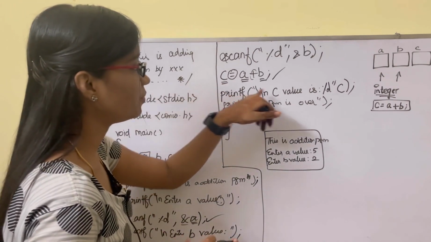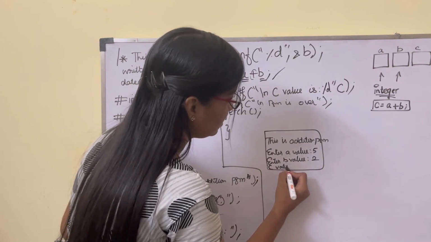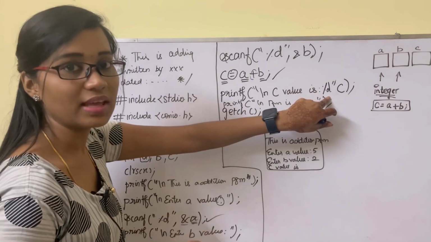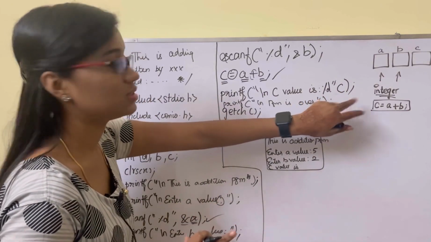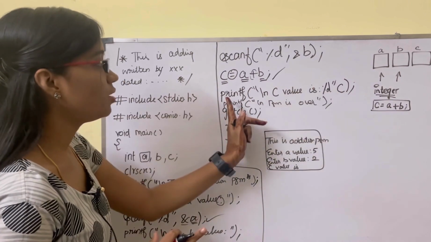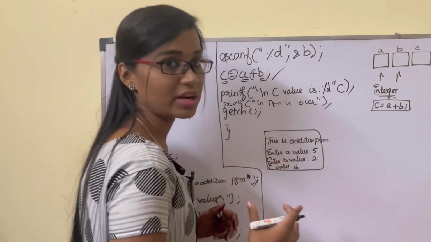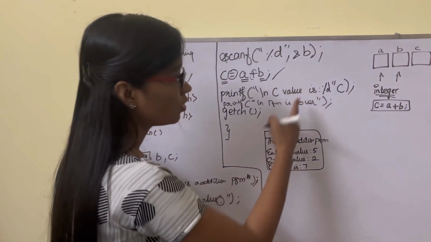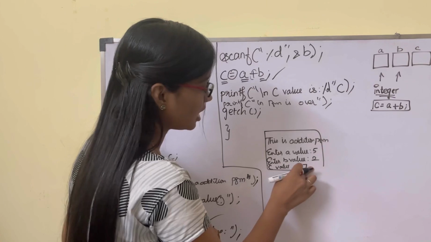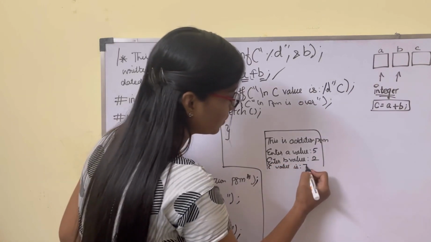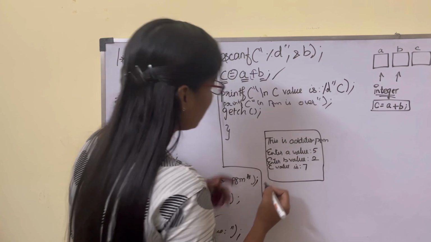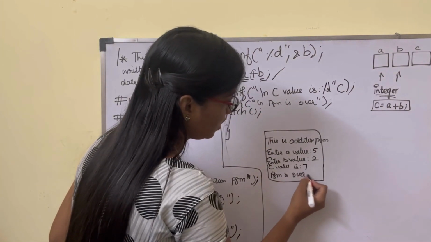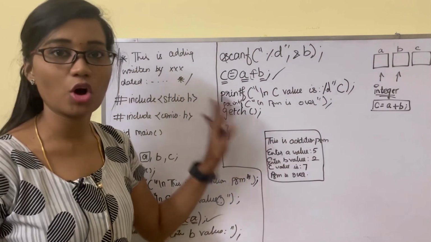Next, in this printf, "c value is" is printed. Then this percentage d will be replaced by the value inside the c memory space. This is the format for printf to print the answer inside some memory space. C value is 7. As I have given, the colon will be printed, then 7. That percentage d will be replaced by the answer 7. Then I have given another printf, program is over. This is going to be the output screen for my program.